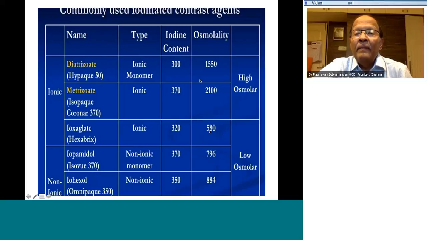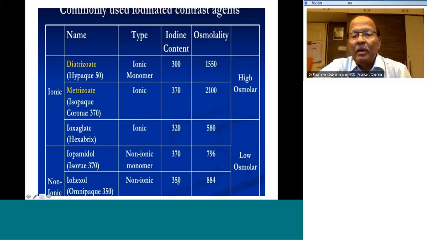Now the important thing is, you can see all these contrasts have almost a similar content of iodine. The content of iodine is similar, but what changes is the amount of iodine in relation to the osmolarity. You should have a high iodine to osmolarity ratio. For example, here it is almost 1:5, whereas here it is only 1:2.